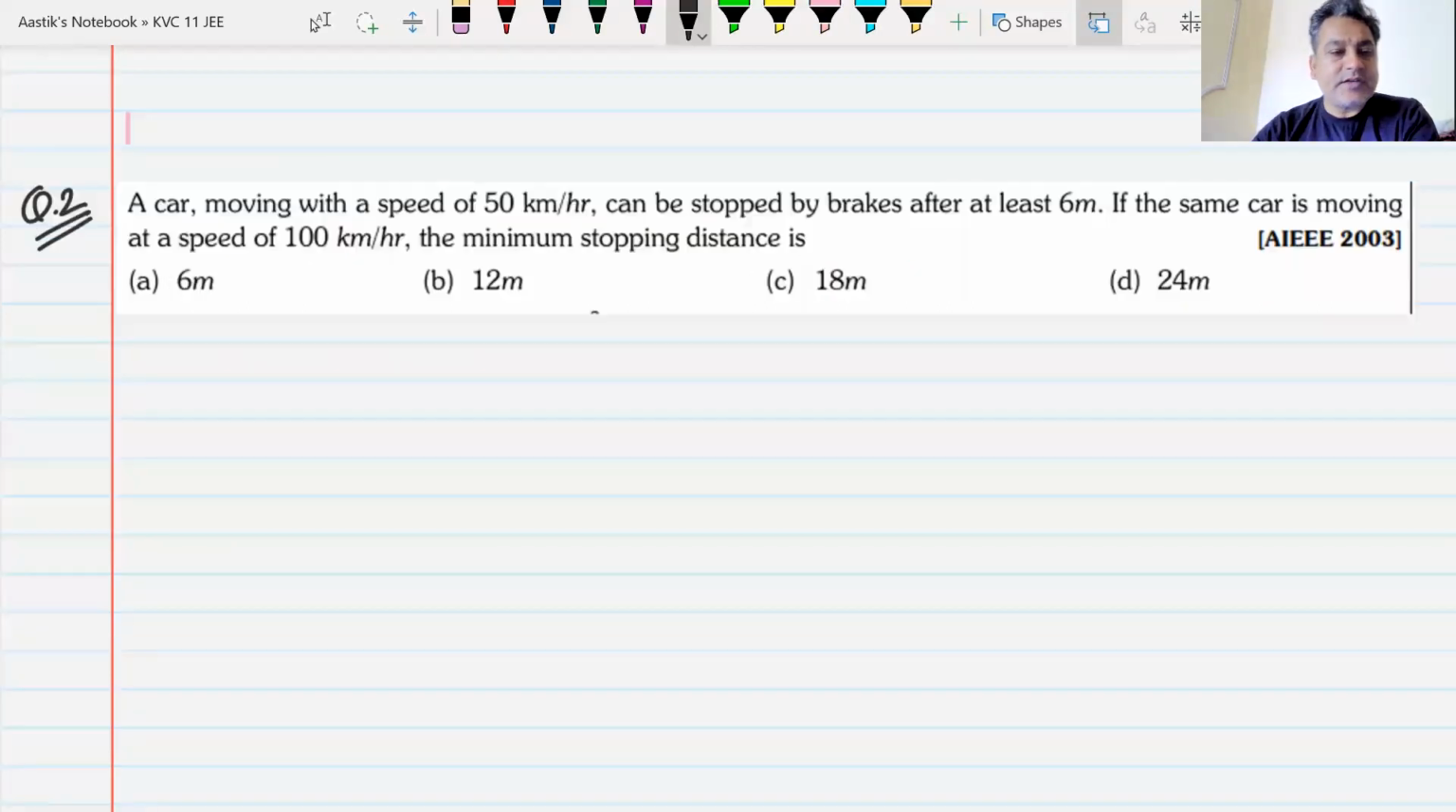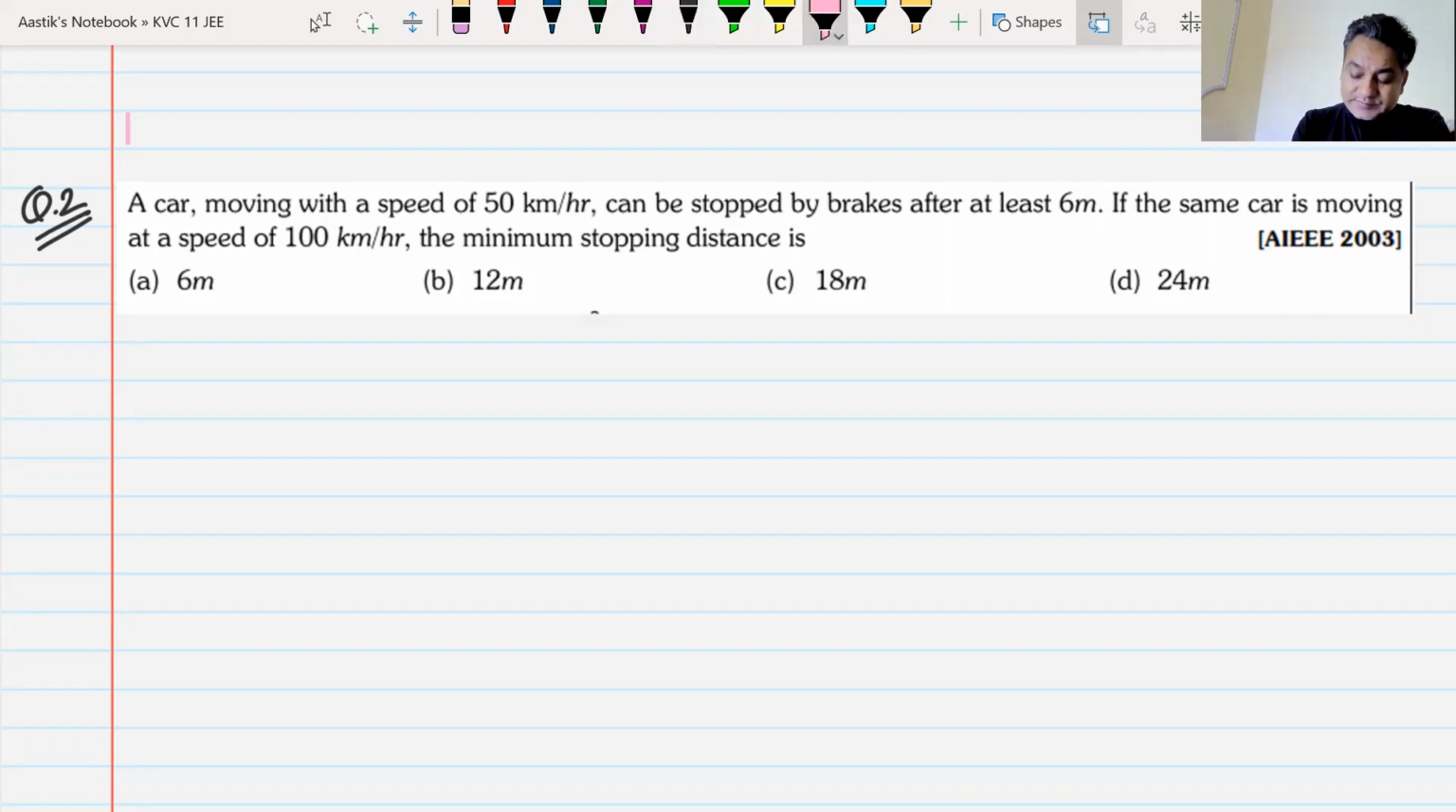And this is the next one. A car moving with a speed of 50 kilometer per hour, so this kilometer per hour, meter per second, whatever. It can be stopped by brakes after 6 meters. 50 kilometer per hour, it can be stopped in 6 meters. If the same car is moving with 100 kilometer per hour, what is the stopping distance? Same car, same acceleration.